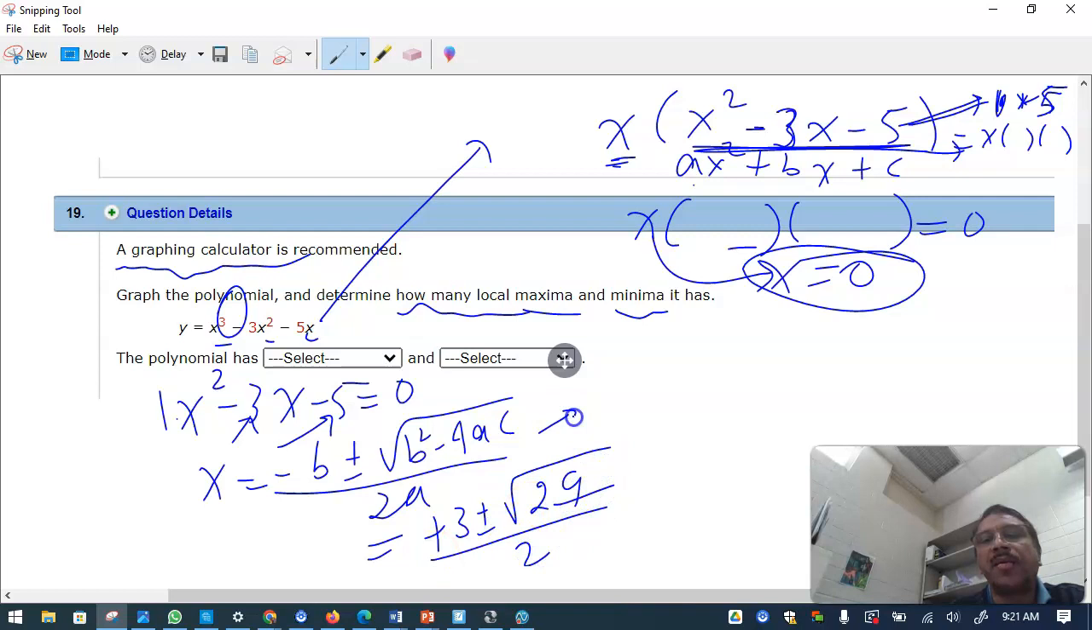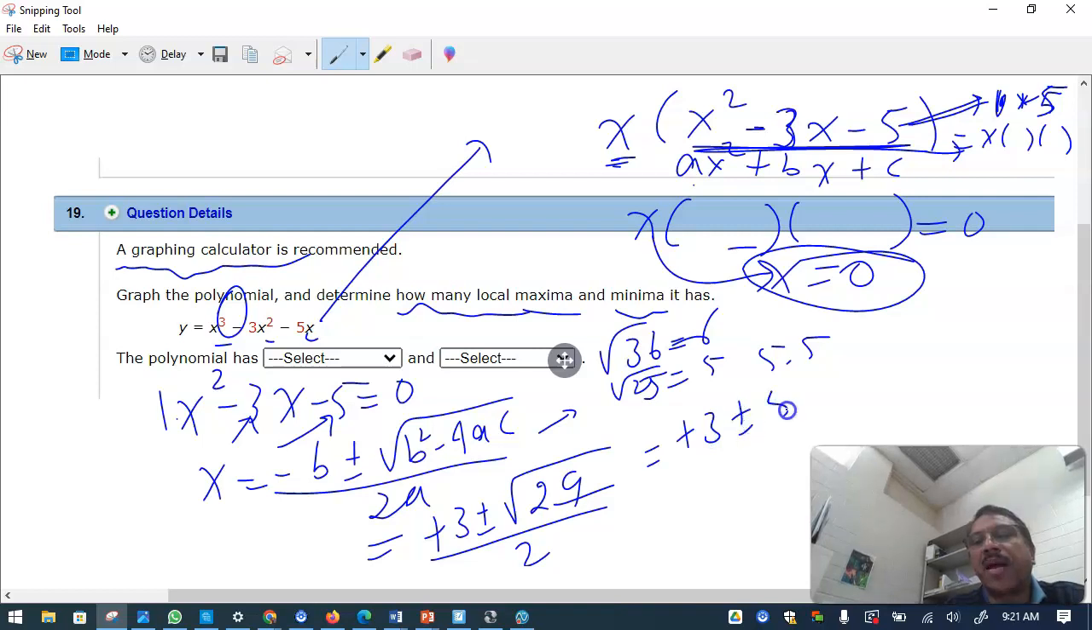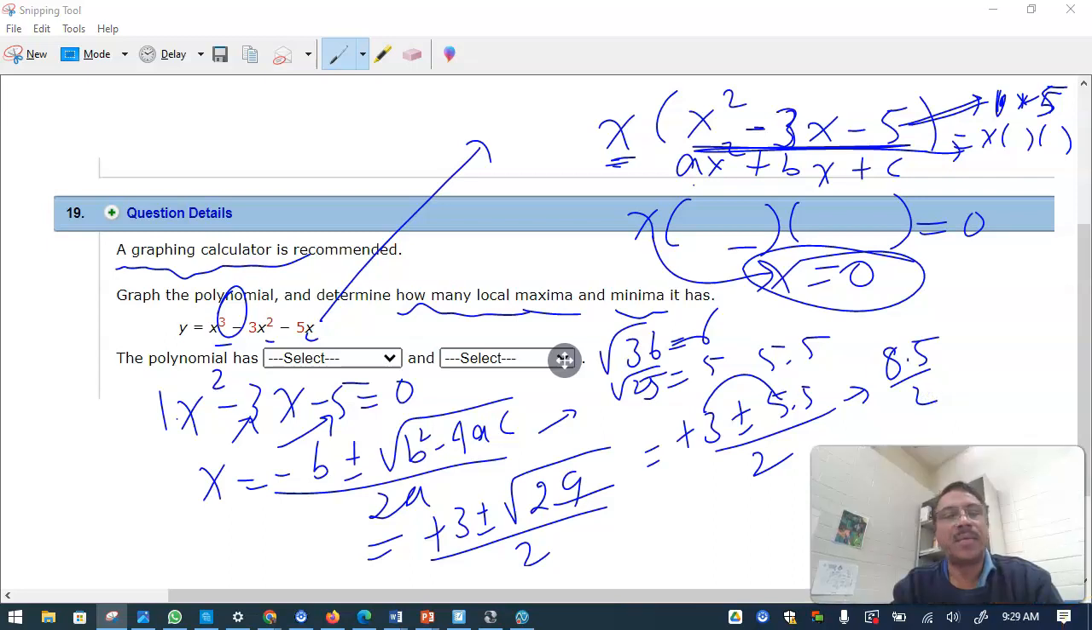And this square root of 29 is almost like, the square root of 36 is 6, and the square root of 25 is 5. So something like 5.5 maybe. I just want to show it. So it's going to be plus or minus 5.5 approximately, not exactly. And this will be like 8.5. And if you subtract, this will be like minus 1. If you subtract 5.5 from minus 2.5, that will be like minus 1.5.